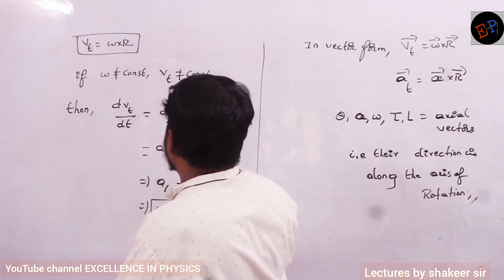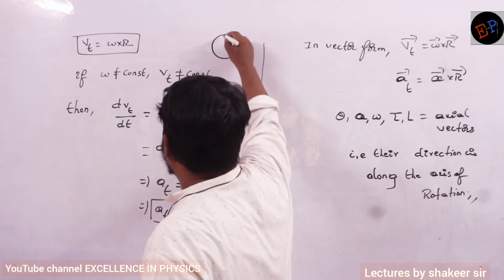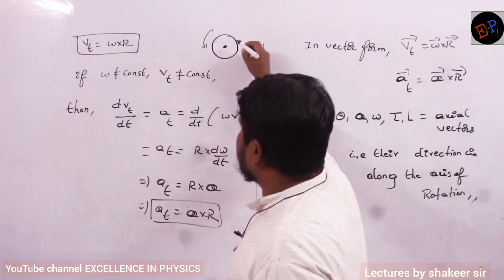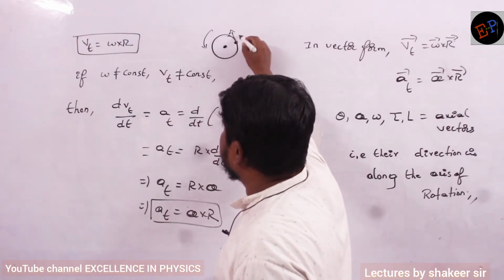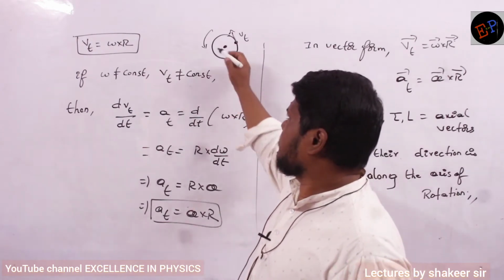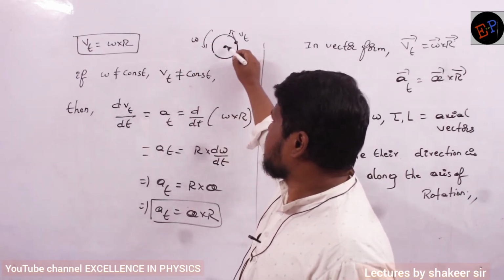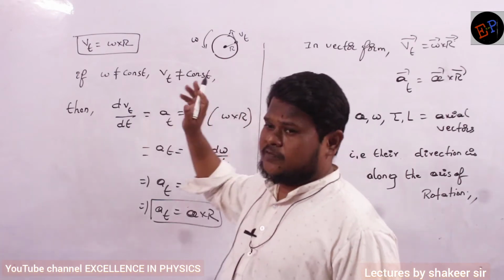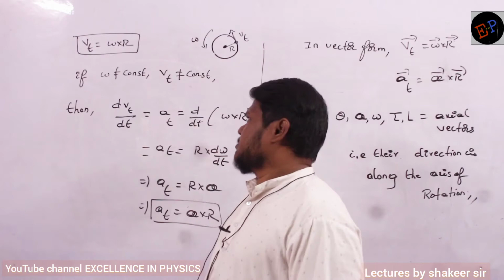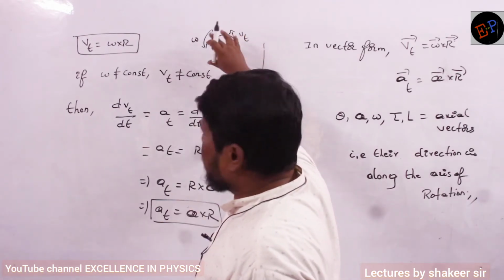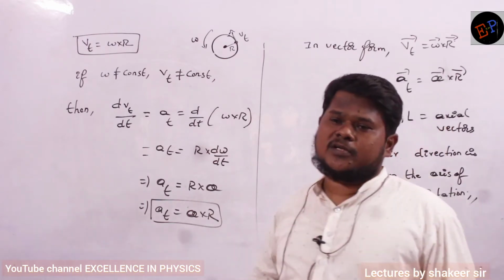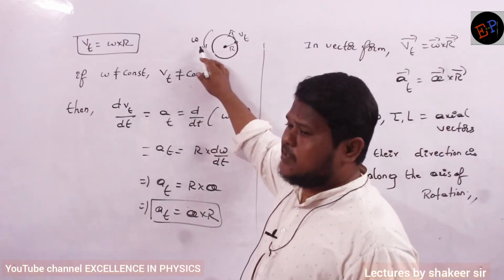Okay? For example, this is a body rotating about any axis. Then, if you take this point, it will have some tangential speed, no? Speed in the tangential direction. If it is rotating with an angular velocity of omega and the distance is r from the axis of rotation, then we know tangential speed is omega into r. If it is rotating with the same angular velocity, that is, in uniform rotational motion, then omega will be constant, no?